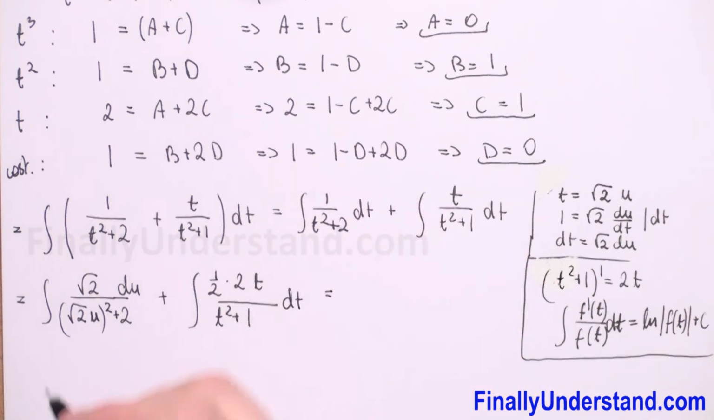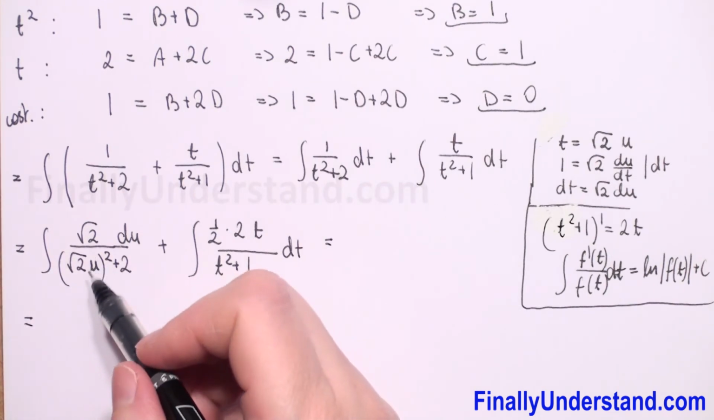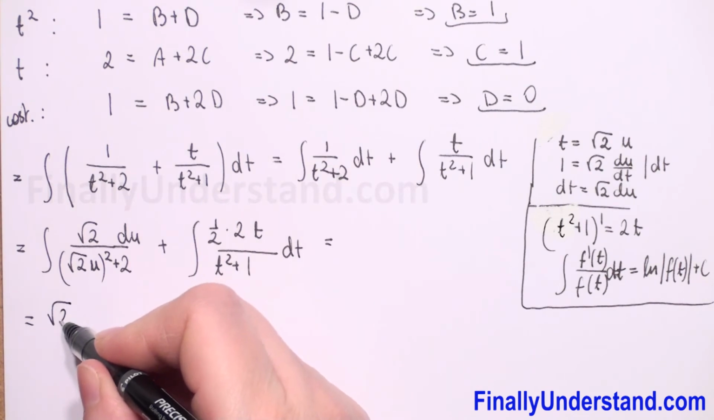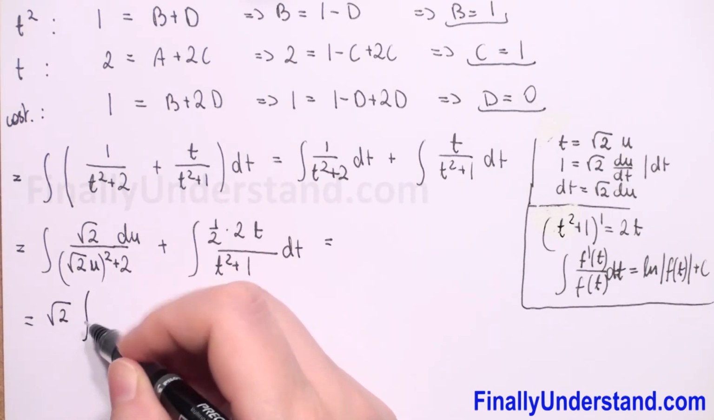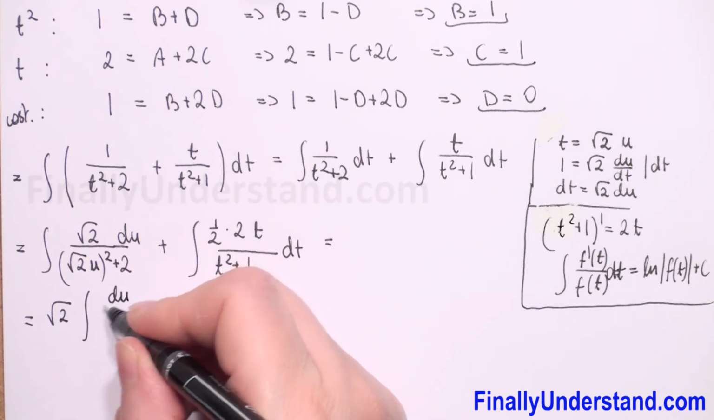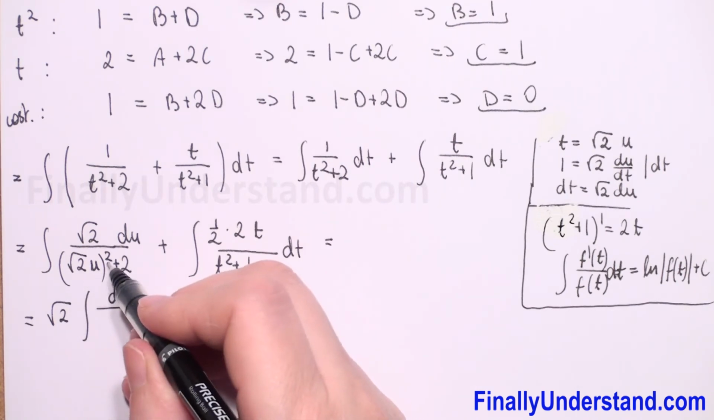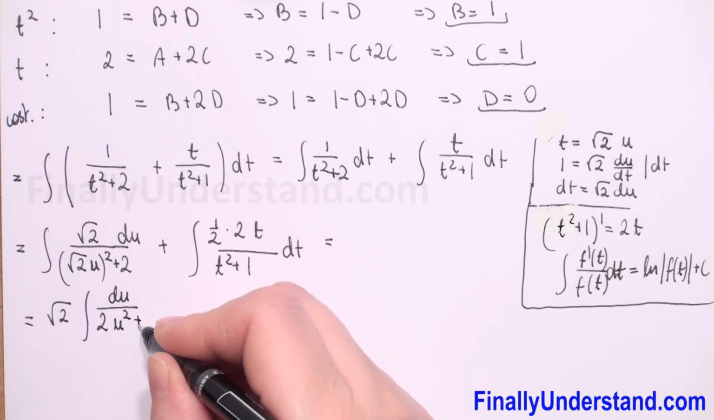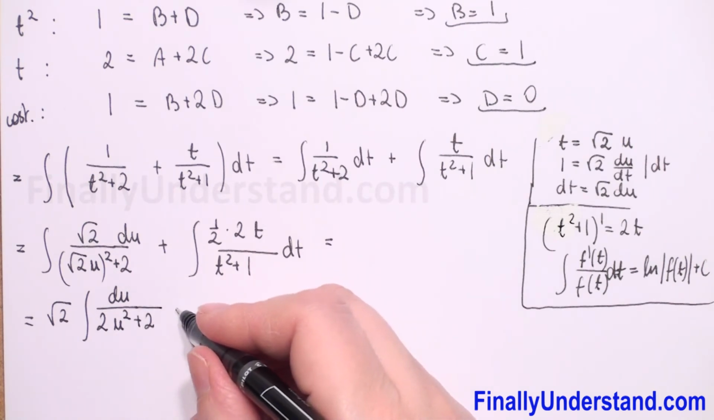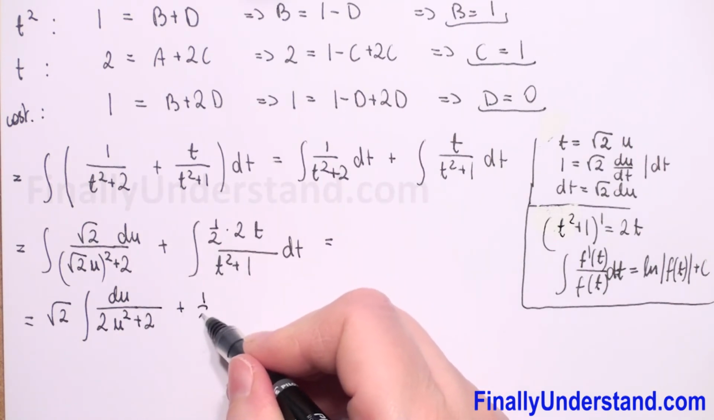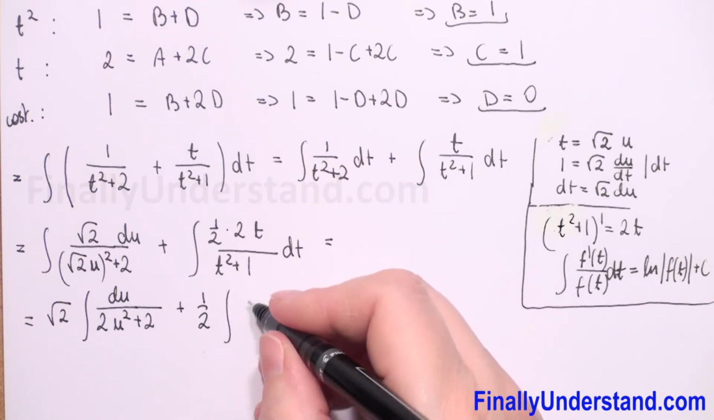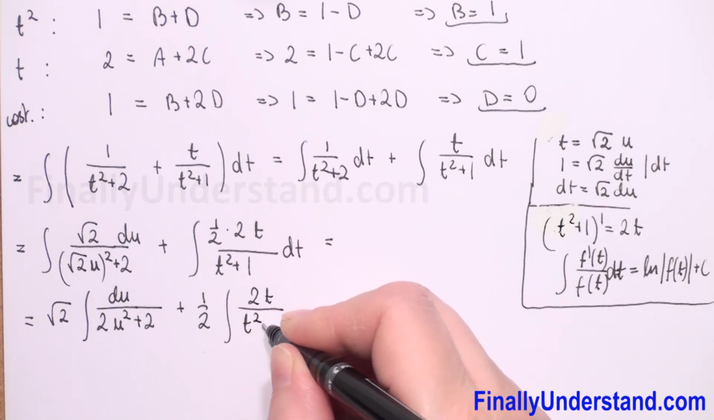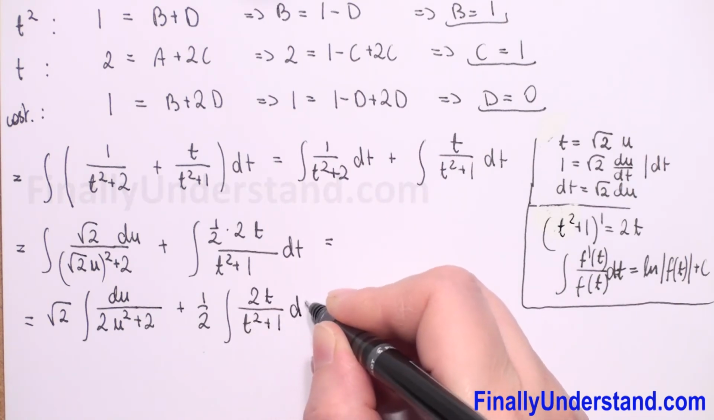So this is equal. We can take this square root before the integral symbol. So we have square root of 2. And we have du over square root of 2 to the second power, so it will be 2u squared plus 2. And we have plus 1/2, I will take before the integral symbol. So we have now in the numerator 2t over t squared plus 1 dt.